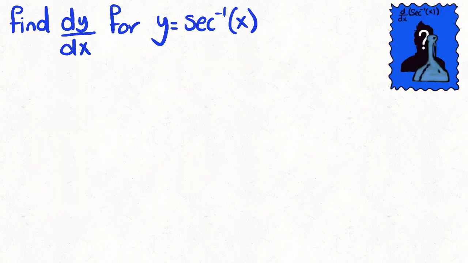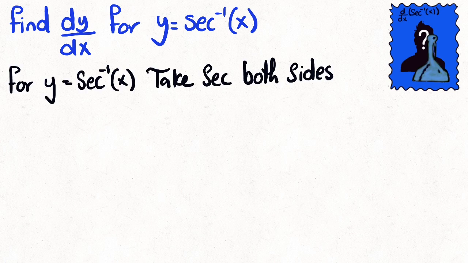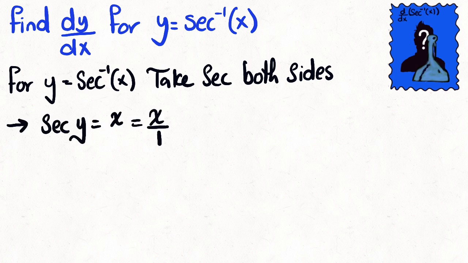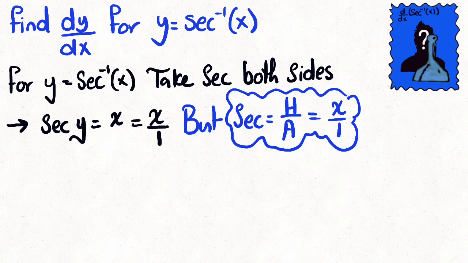Now, if y equal secant inverse x, to find dy by dx, again we will take secant at both sides. The secant y will equal x, but we keep in mind that the secant is the reciprocal of the cosine. This cosine is A divided by H. The secant actually is H divided by A. This H, the hypotenuse, will be x and the adjacent will be 1.